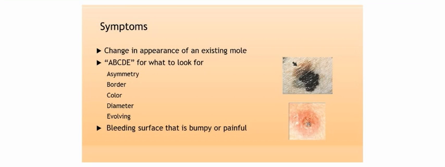B, border. This is the edges of the mole. They're kind of ragged, and the pigment can permeate into the skin and not be totally within the mole. It can be around the mole. So for example, again, in the top picture, there's that grayish area. That would be where the pigment would have permeated into the skin around the mole.